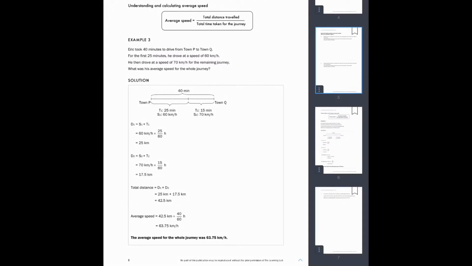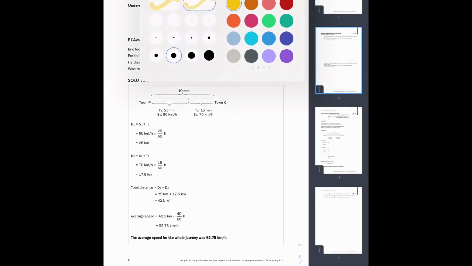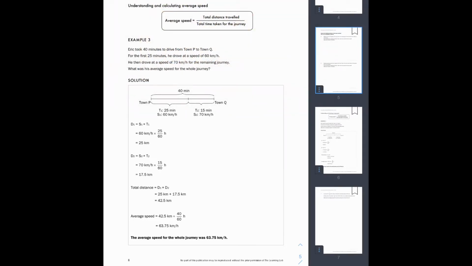Alright, so now we're going to do average speed. So just take note that the average speed is total distance divided by total time taken. Now what you cannot do is add up two speeds and then divide by 2. For example, you cannot take 60 plus 70 and then after that divide by 2.